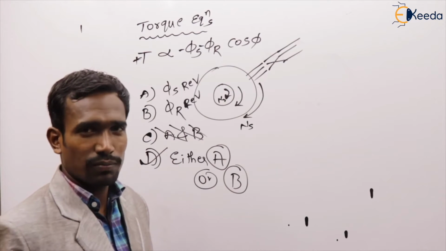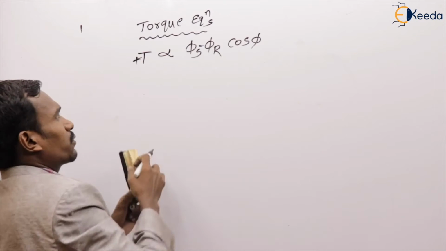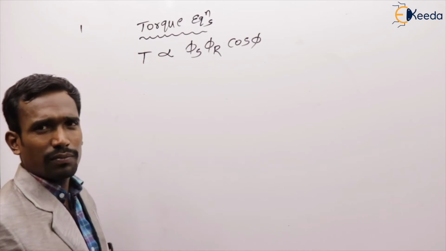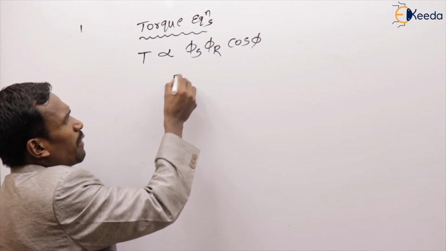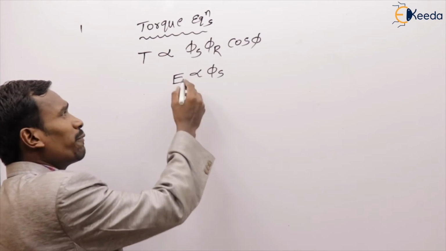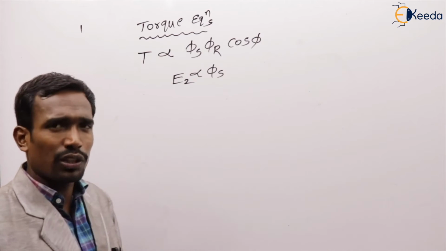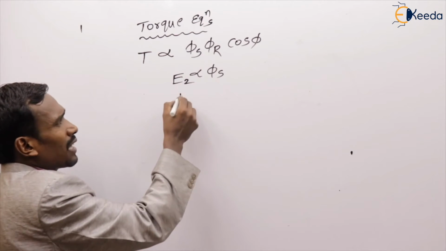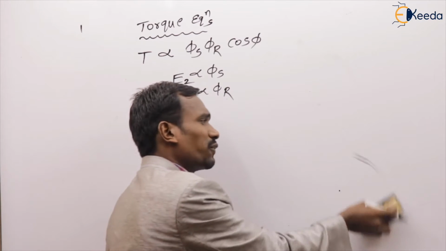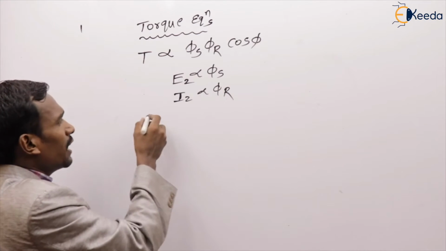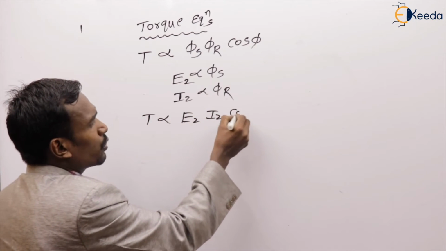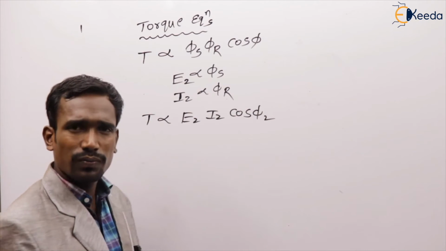Very important question, right? Next one, let's see here. This is the torque. Now I want the torque equation. Generally, the EMF produced in the machine is directly proportional to phi. The EMF produced in the rotor is also directly proportional to phi. And the current produced in the machine is directly proportional to rotor flux phi r. Finally, the torque T is directly proportional to E2 I2 cos phi 2.